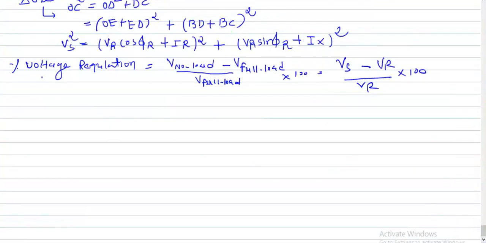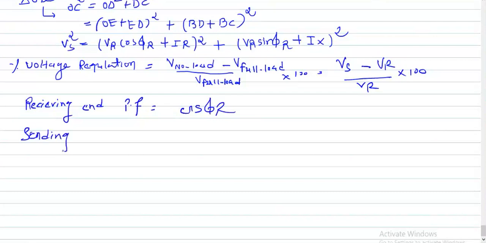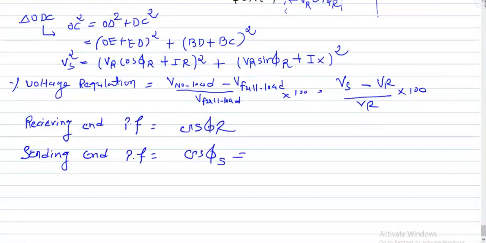Now the next is the sending end power factor. Your receiving end power factor is already known, which is the cosine of phi r. Now what about the sending end power factor? It is cos phi s, and we can calculate this cos phi s from this figure.